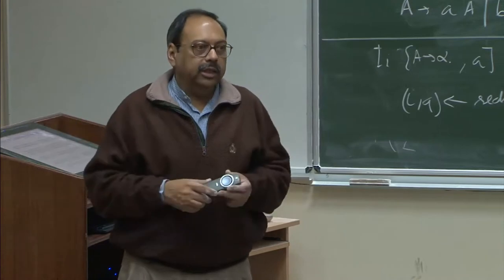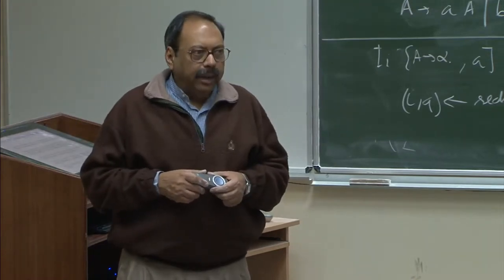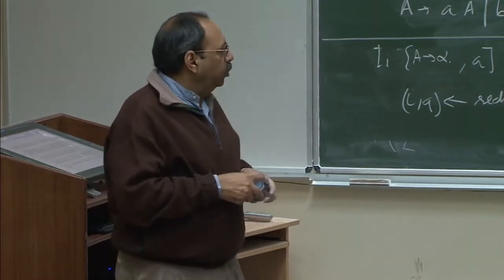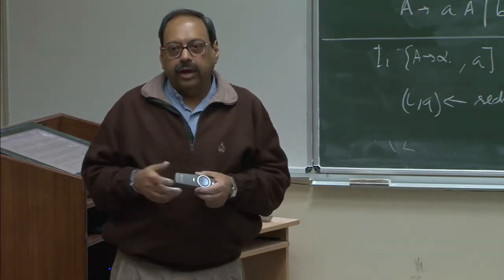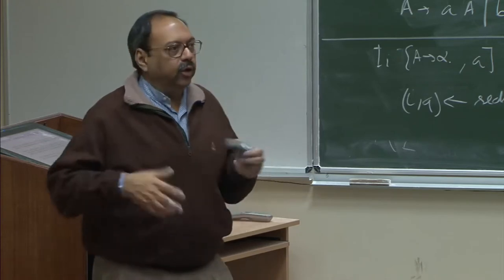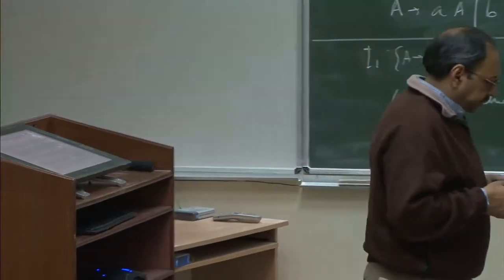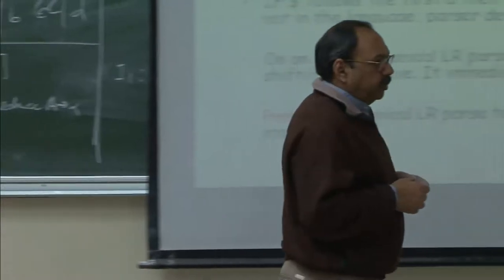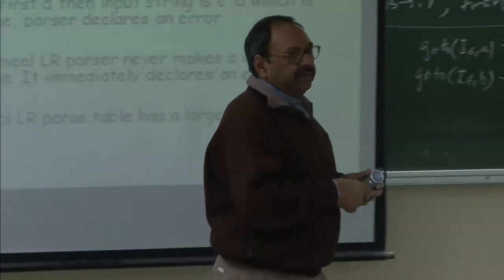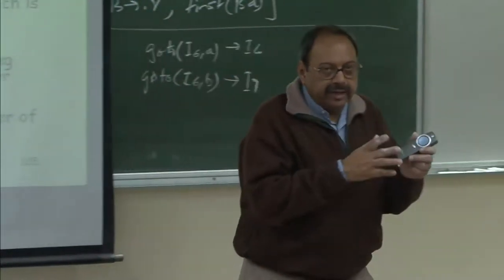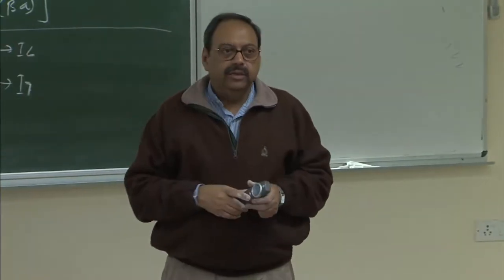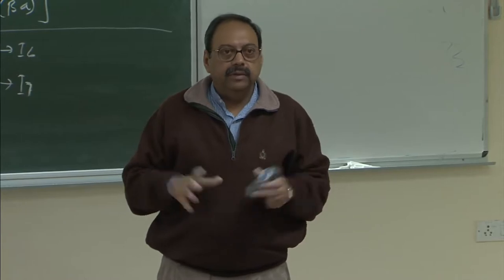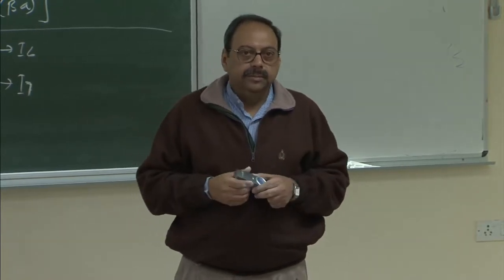Okay? I don't want to have such a large parsing table. Because maybe, by saying that I will do all these things, I am going for an overkill. Maybe this is all not required. Can I think of something better? Something which is a compromise between SLR, which is the weakest parsing method we found, versus canonical LR, which is the most powerful parsing method we have. Can I think of something better?